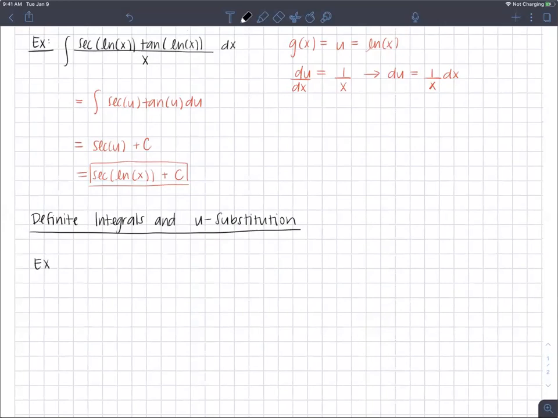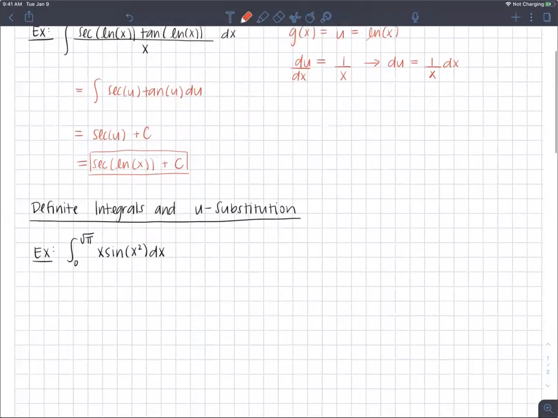So we're going to have the integral from 0 to the square root of pi of x sine of x squared, and then we're going to integrate that with respect to x. And so to start these ones with these limits, the lower and the upper limits on it, we're going to start it the same way that we would if those weren't there. So we would start it the same way as if it were an indefinite integral. And so here, what is my inside function going to be? What would u equal in this case?